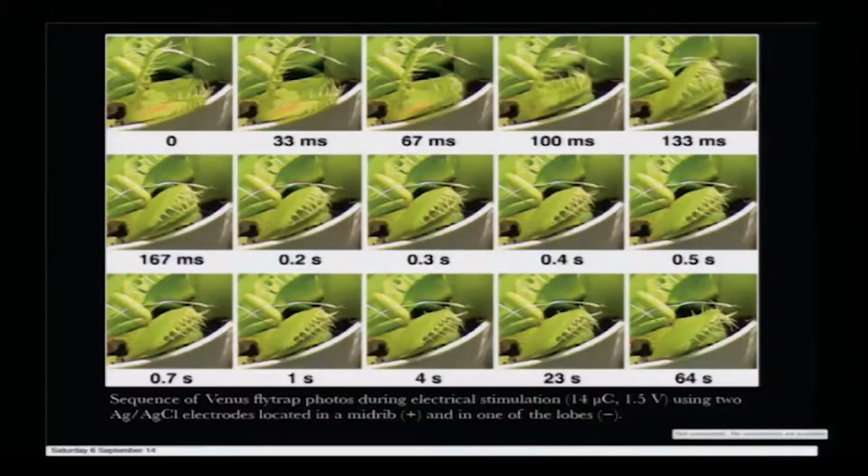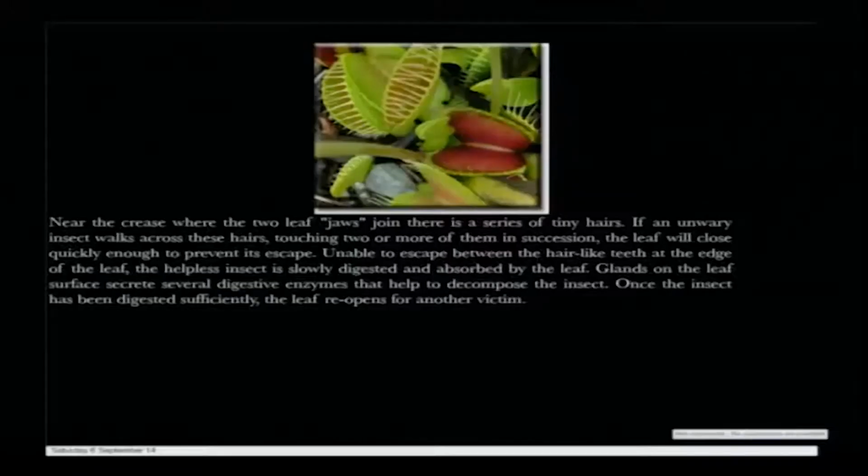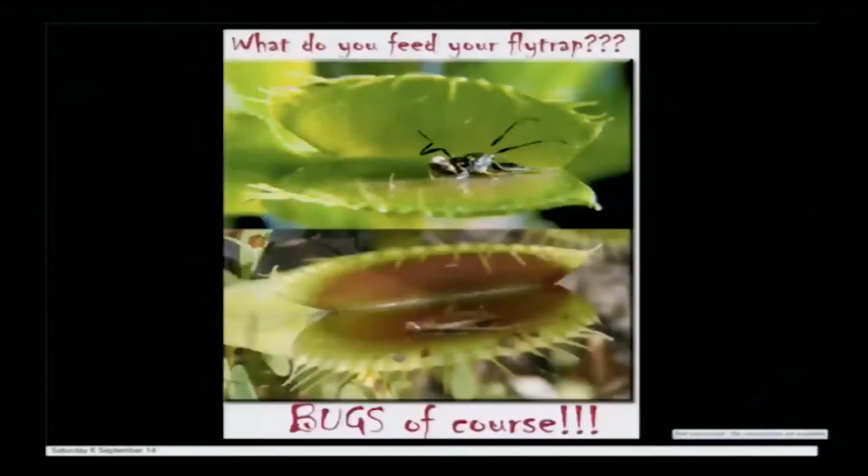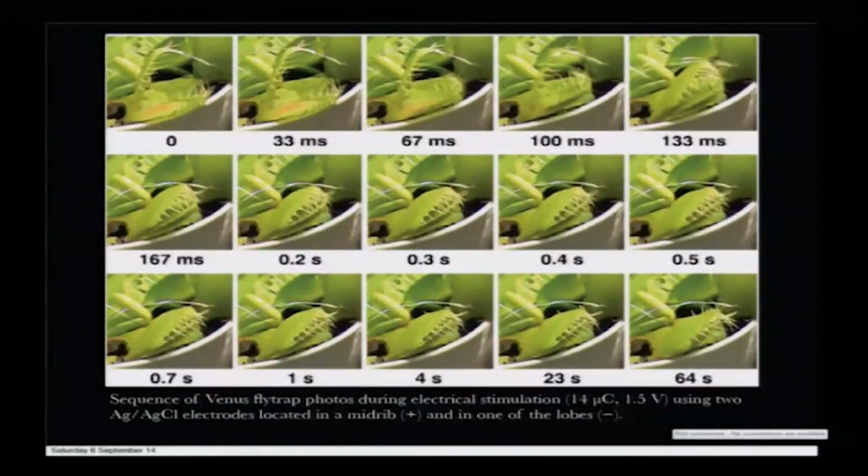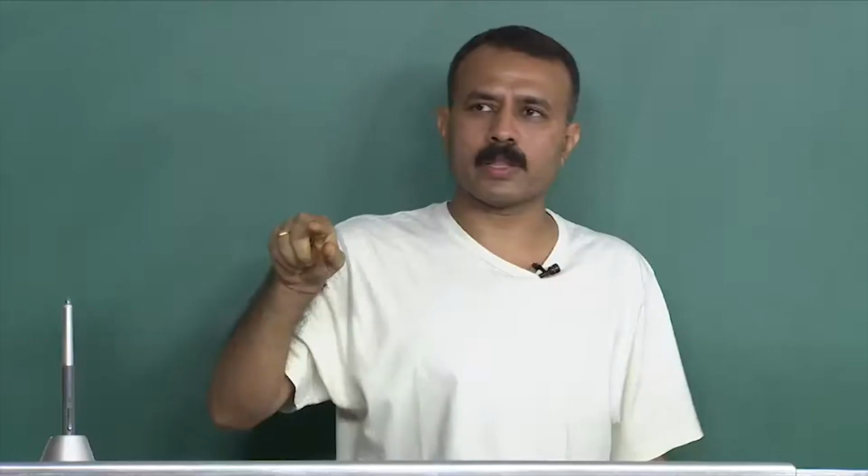So, these experiments could be done in several ways. So, how did we discover that it has to touch those 2? From where is this line coming? If an unwary insect walks across these hairs, touching 2 or more of them in succession, the leaf will close quickly enough to prevent its escape. So, the way they figured it out is very interesting. So, now let us come back to this picture. Now, you take a mechanical probe. You see this picture? You take a mechanical probe and you start touching those 4 on one side, 4 on the other side, one after the other in succession.